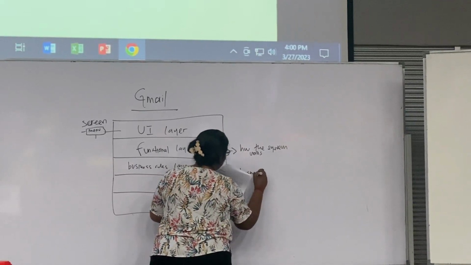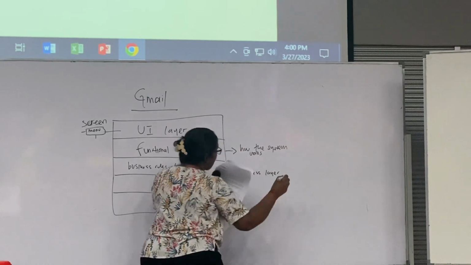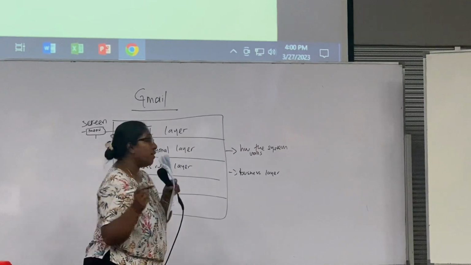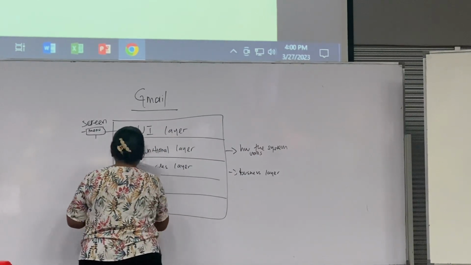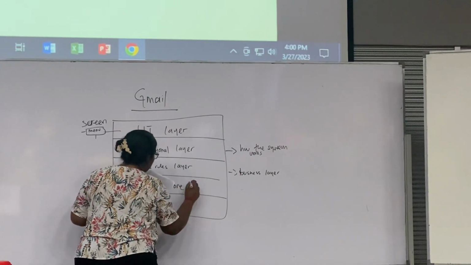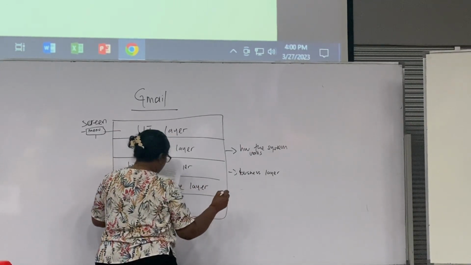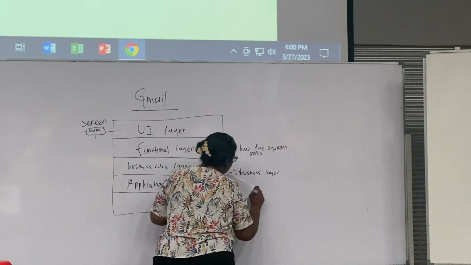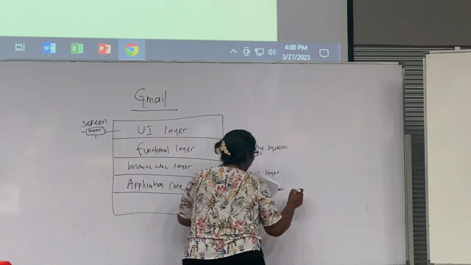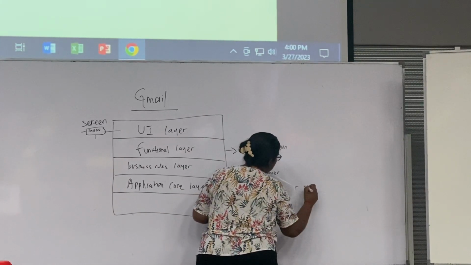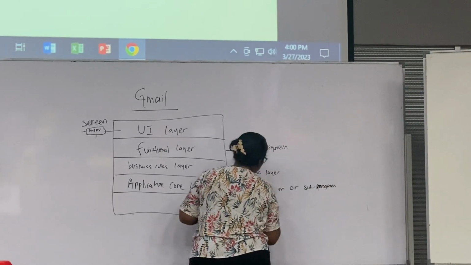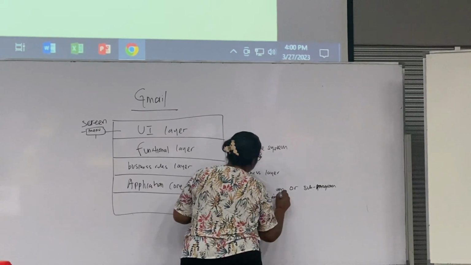For example, remember that we studied about the external organization policies, all that. Next is the application core layer, which is the main programs, the main programs or modules, or the other sub-programs or sub-modules, communications. How we communicate.